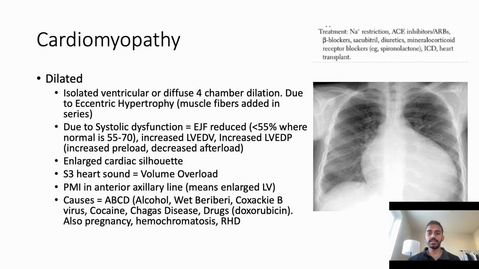So the causes of dilated cardiomyopathy are alcohol, wet beriberi, Coxsackie B virus, cocaine, Chagas disease, drugs, also pregnancy, hemochromatosis, and rheumatic heart disease. A common acronym is ABCD. So for treatment, you want to lower sodium to prevent fluid retention, ACE inhibitors and angiotensin receptor blockers to lower blood pressure and prevent cardiac remodeling. Beta blockers are also helpful to lower cardiac workload, and diuretics to flush out the excess volume.